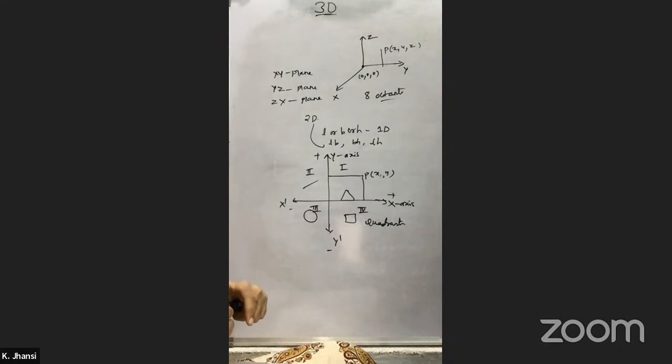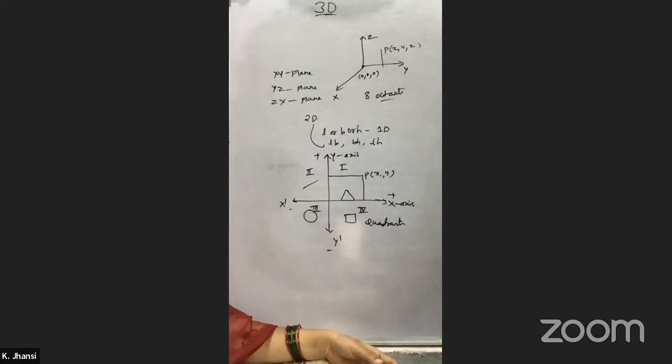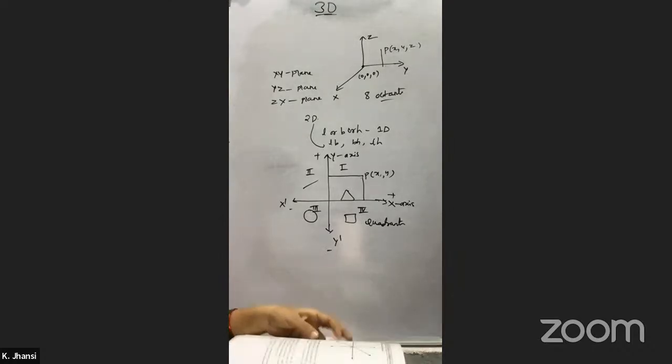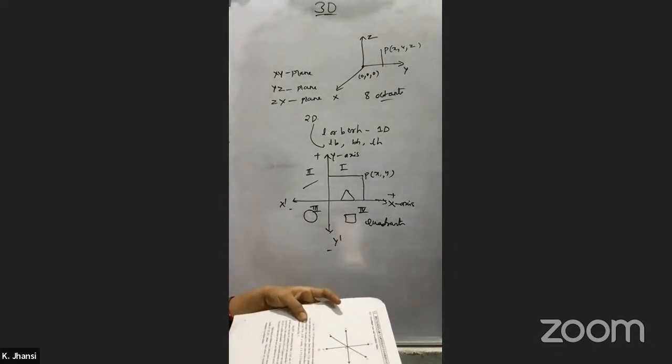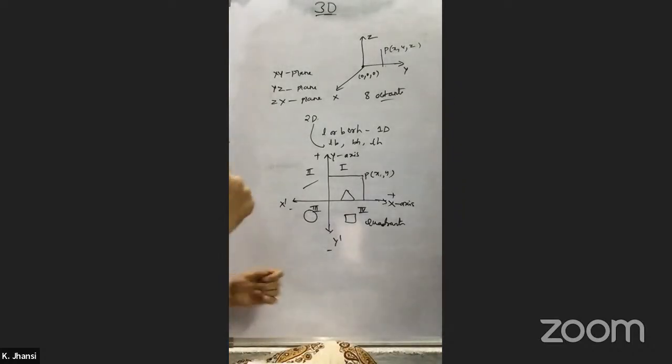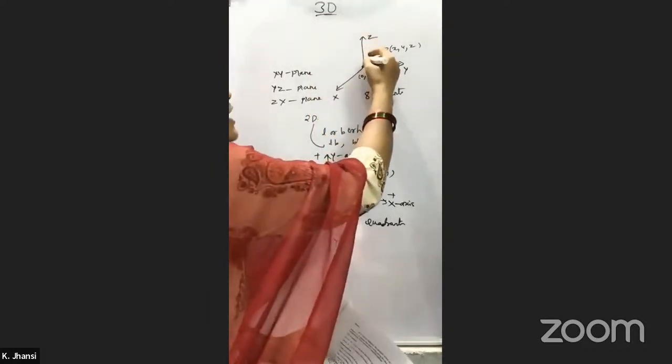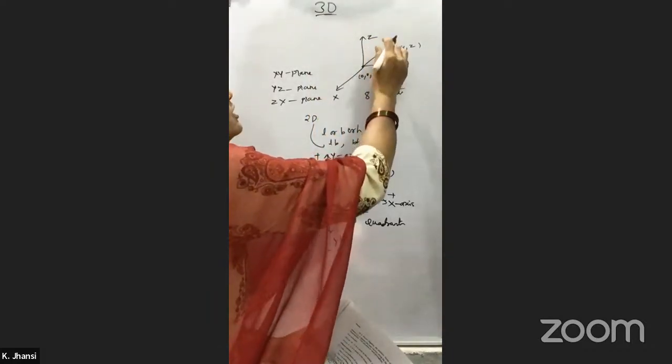So the 3 coordinate planes xy, yz, zx divide the space into 8 equal parts, and each part is called one octant. And like this, you will get the 8 octants. And what are the signs of that one? That is given here.